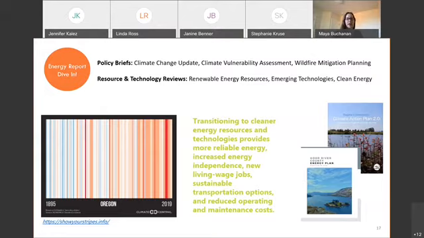The wildfire mitigation planning section examines various efforts underway to help increase resilience to wildfires in Oregon. And the climate change update section gives an overview of the state's current goals, recent climate-related policies, and actions taken not only by large companies, tribes, and local governments in Oregon to reduce emissions.